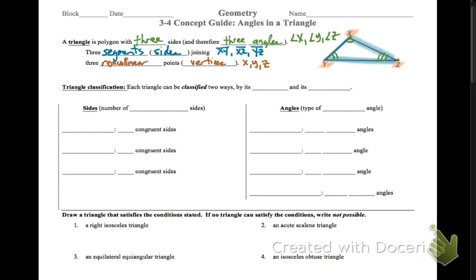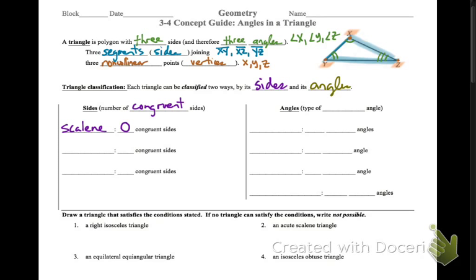Now, classifications of triangles. Triangles can be classified two ways. Every single triangle can be classified by each of these categories, by their sides or their angles. When we're talking about sides, it's the number of congruent sides. These are terms that you've probably heard before.